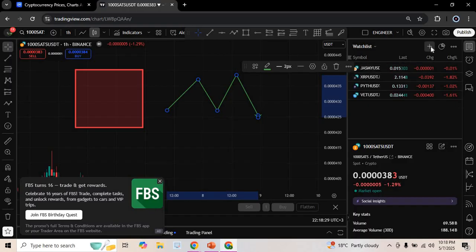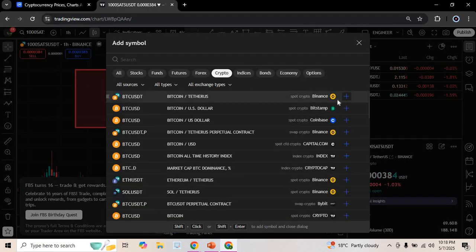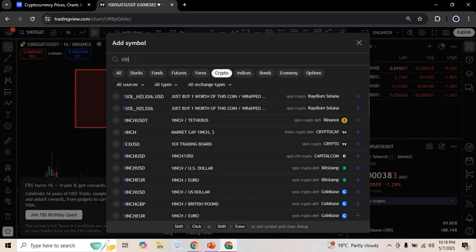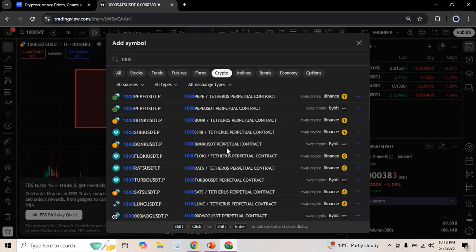We don't have BTC here. We can decide to add BTC. So what you do, let me just repeat that again. On this part right here, you have a plus sign. Come to that part, and I can choose BTC. It's the first thing on my chart. So let's choose another one. Let's say we are watching 1,000 sats, or Pepe USDT, whatever. If I want to do that, I'll just click this sign right here.